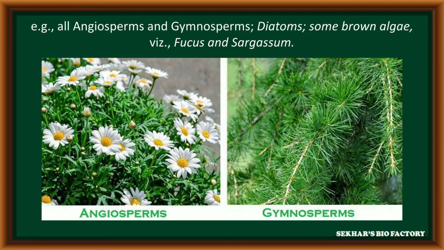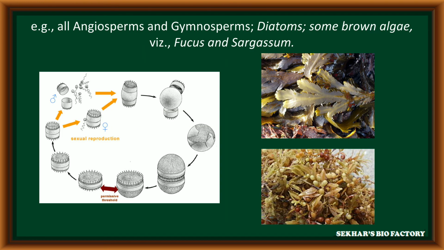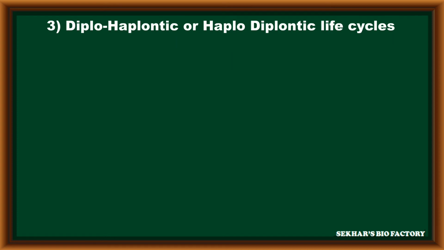Examples are all angiosperms and gymnosperms, some of the diatoms, and brown algae like Fucus and Sargassum, which show this type of diplontic life cycle. The third type is the Diplo-Haplontic or Haplo-Diplontic life cycle.